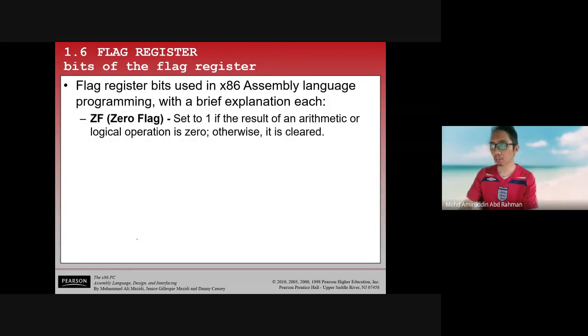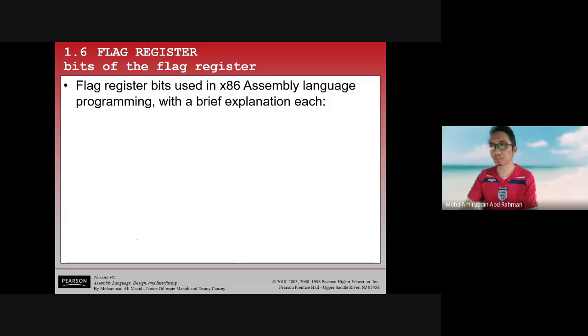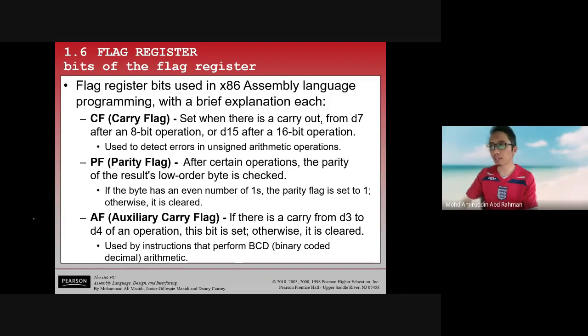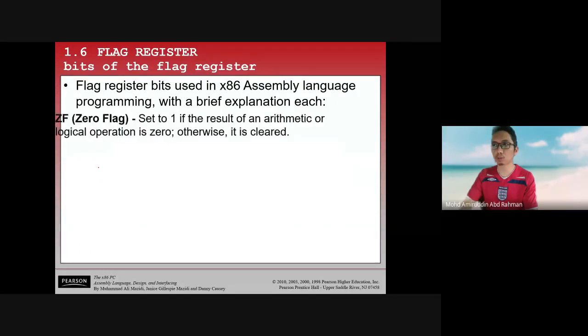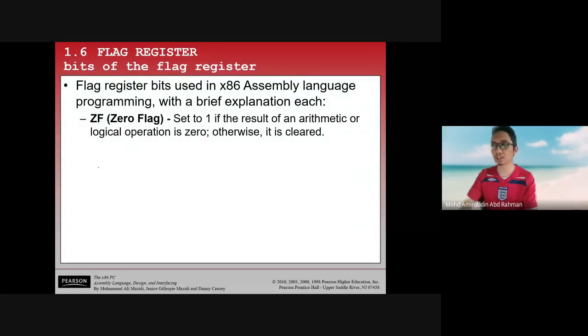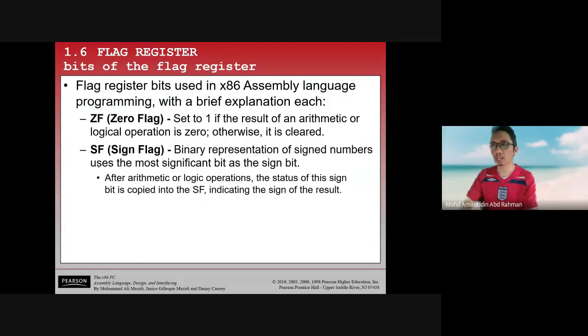Okay, we will look at the example after this. First, let's go through the explanation of these flags. For the zero flag, it is set to 1 if the result of the arithmetic or logic operation is 0, otherwise it is cleared. So if the result is 0, the zero flag is 1. This is different from the parity flag, which is 1 when we have an even number, but when we have 0, the zero flag is 1.